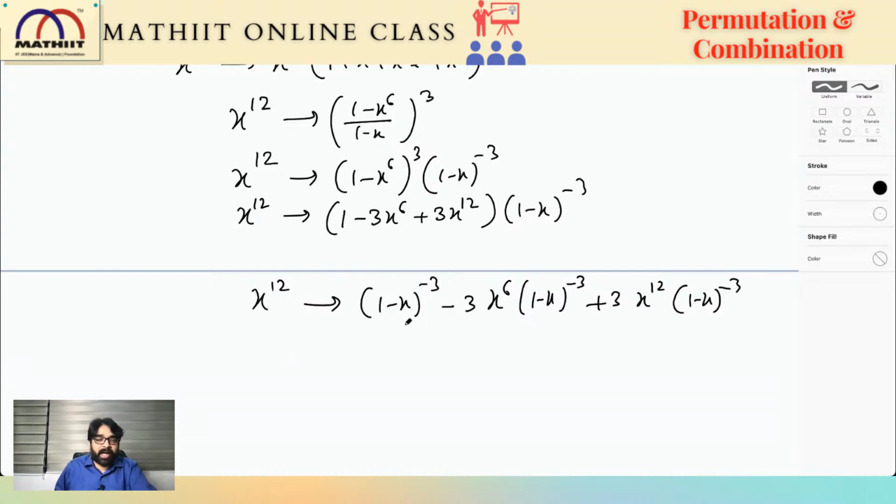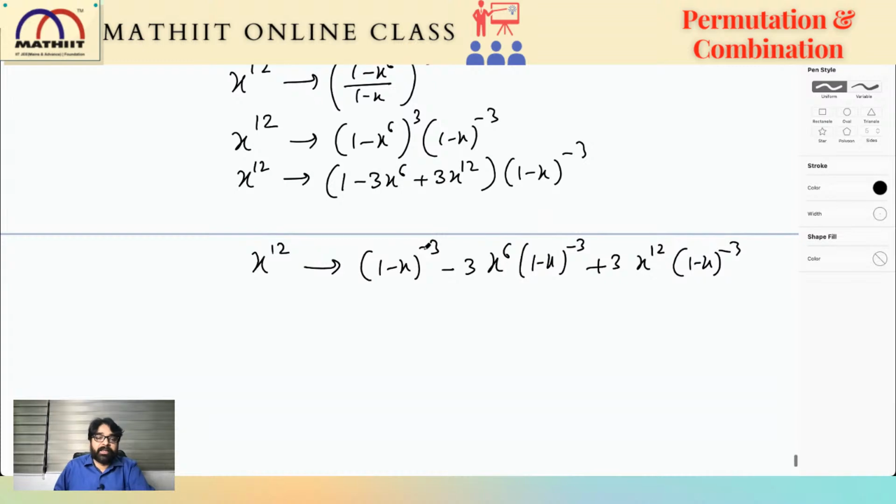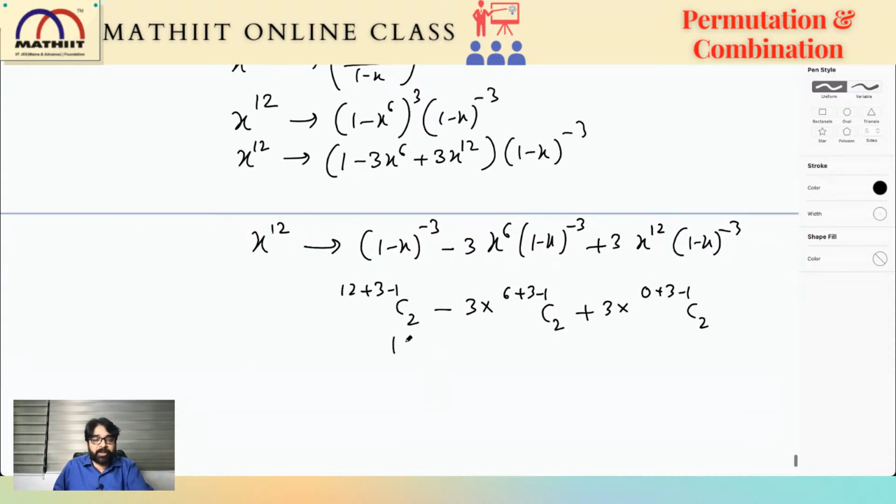Now, time for writing the answer. The coefficient of x power 12 in this will be (12 plus 3 minus 1) C (3 minus 1), minus 3 into the coefficient of x power 6, which we need here, so (6 plus 3 minus 1) C (3 minus 1), plus 3 into x power 12 is there, so this has to give x power 0, so (0 plus 3 minus 1) C (3 minus 1). So that will become 14C2 minus 3 into 8C2 plus 3 into 2C2. Whatever answer comes, that will be your final answer.